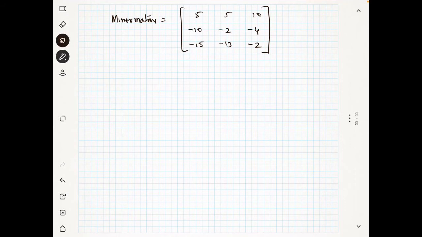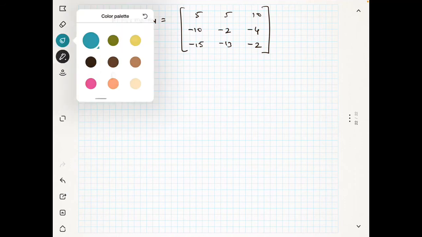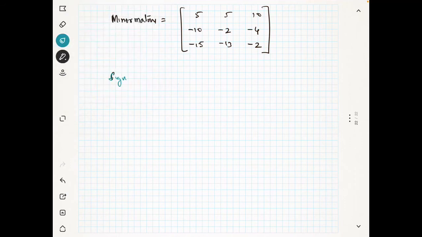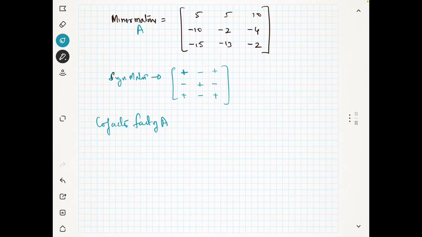So before cofactor I will give you the sign matrix. The sign matrix: plus minus plus, then minus plus minus, then plus minus plus. Okay, this is the sign matrix. So I am going to find the cofactor of A. So this is the minor matrix of A. This is the cofactor of A.